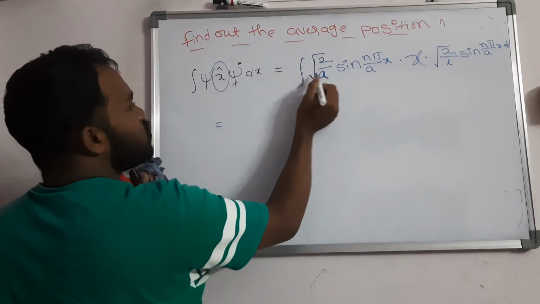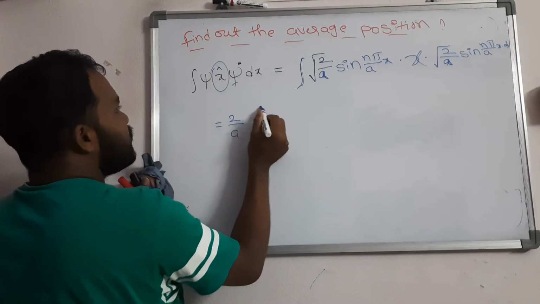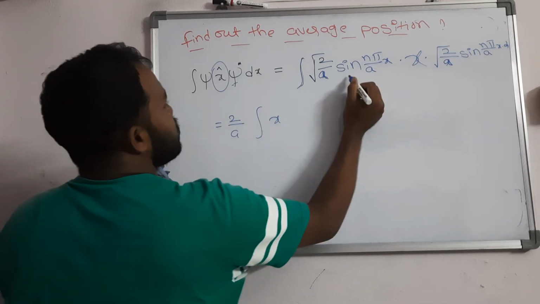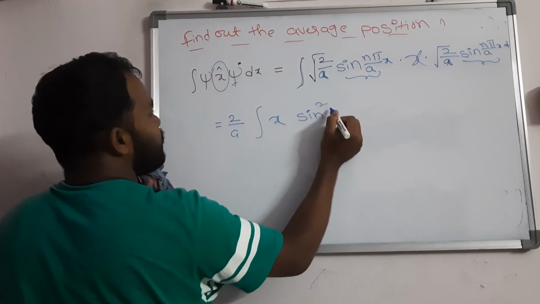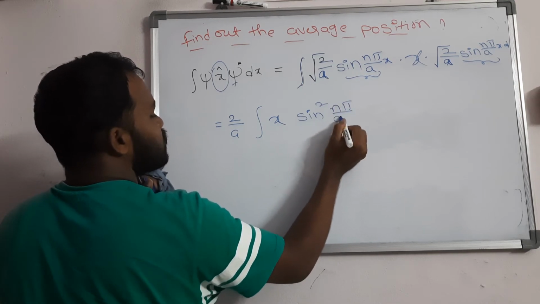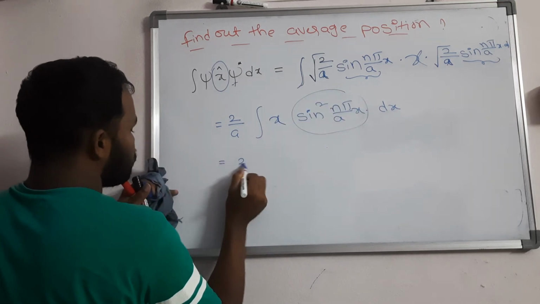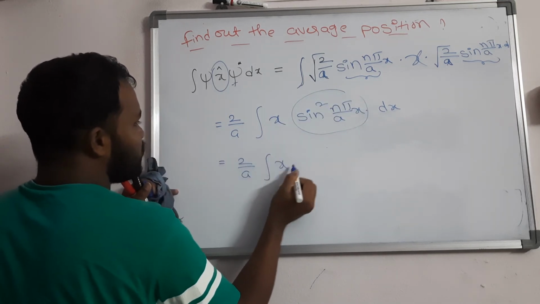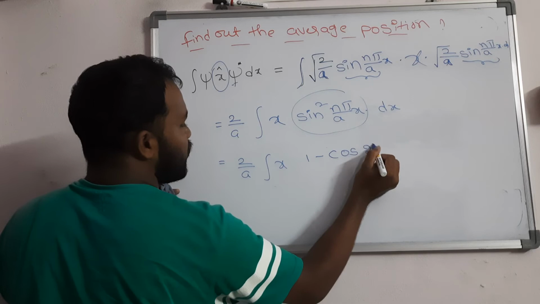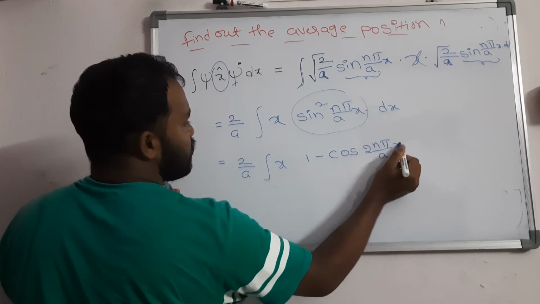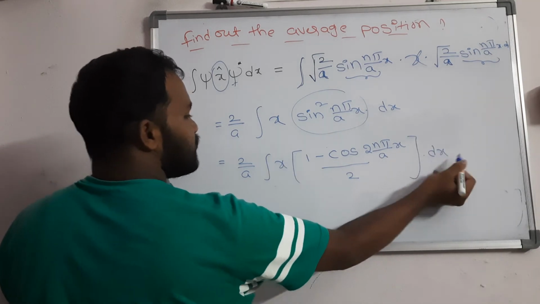So here root 2 by a into root 2 by a is 2 by a, and you will get the integration of x into sine x into sine x, which is sine square n pi by a into x, into dx. You already know this formula: sine square x is 1 minus cos 2x over 2, so sine square of n pi by a into x is 1 minus cos 2 n pi by a into x divided by 2.